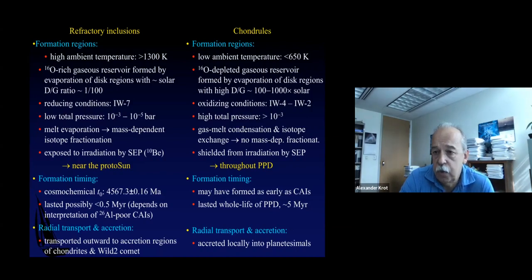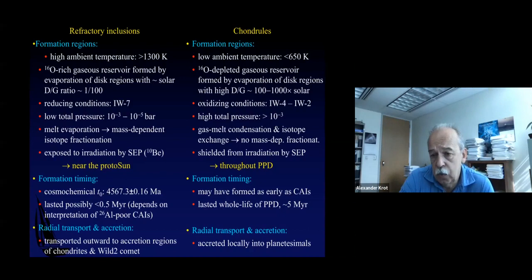Refractory inclusions are the oldest solids formed in the solar system, and so the only data that exists for their dating suggests that the CAIs that were dated formed 4567.3 million years ago, and it is considered to be cosmic chemical time zero for the origin of the solar system.